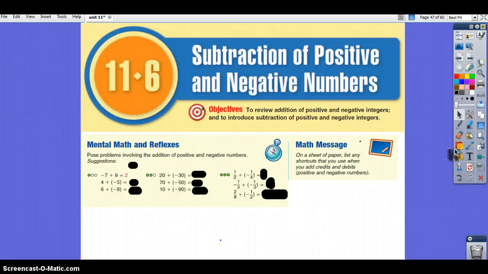11.6. Subtraction of positive and negative numbers. The objective is to review addition of positive and negative integers and to introduce subtraction of positive and negative integers.